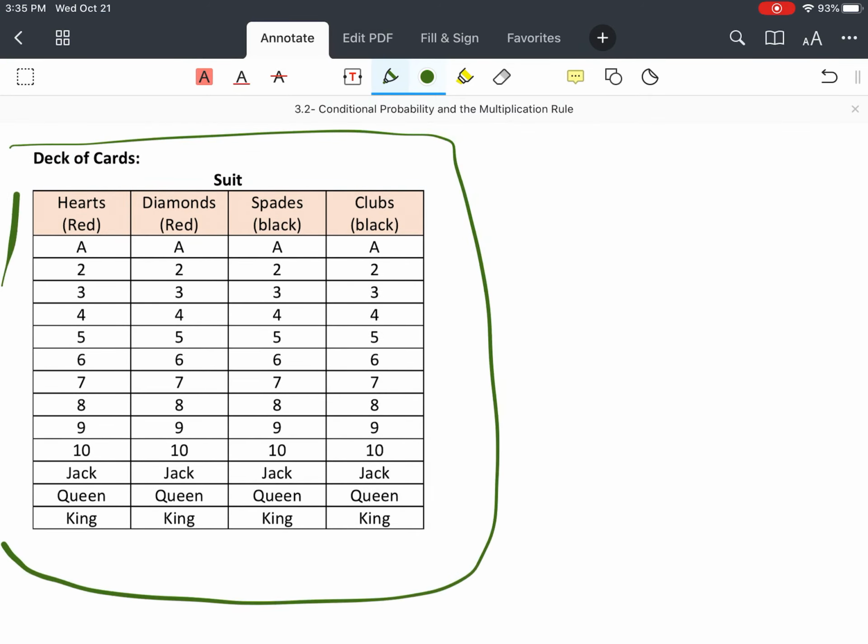All right, and then lastly, I have this deck of cards summary. If you are not familiar with the deck of cards, this is here for you guys.